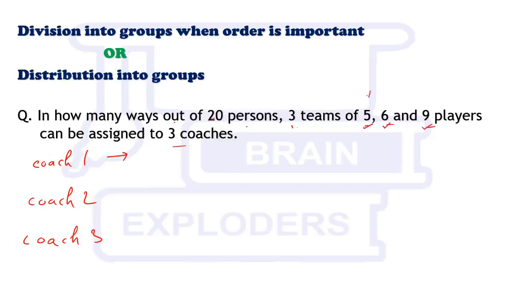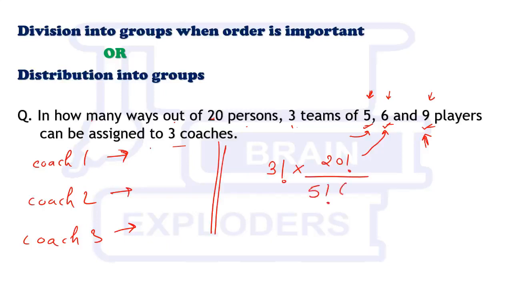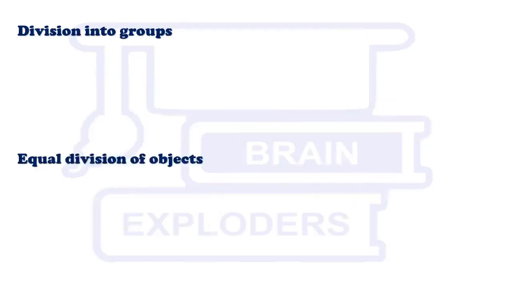This time, if we select a team of 5 players first, then 6 players, then 9 players, and in the second way we select a team of 6 players first, then 9 players, then 5 players, then all these cases become different. If we select 5 players first, then coach 1 will get the team of 5 players, and if we select 9 players first, then coach 1 will get the team of 9 players. So this time the total possibilities are 3 factorial multiplied by 20 factorial over 5 factorial, 6 factorial, 9 factorial. I hope the difference is clear.